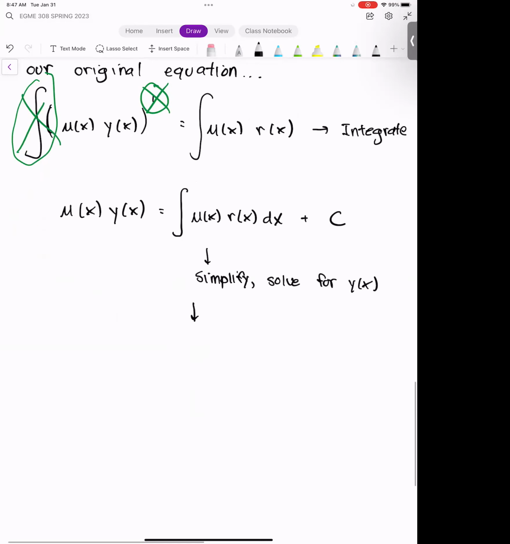Next, what I'm going to do is simplify. I'm going to solve for y of x. Okay. To solve for y of x, I'm just going to divide by mu of x. Okay, so we have 1 over mu of x times the integral of mu of x r of x, plus 1 over mu of x times c.